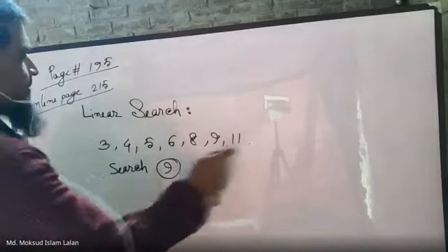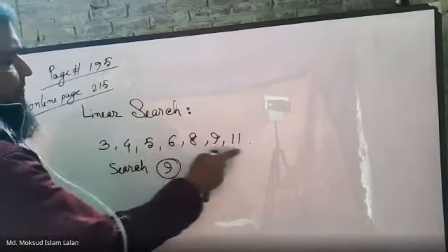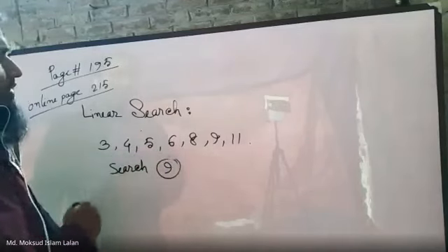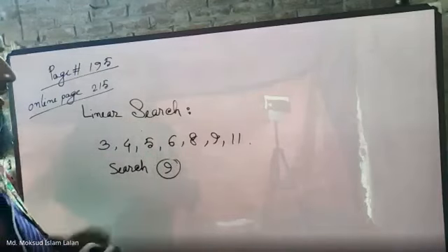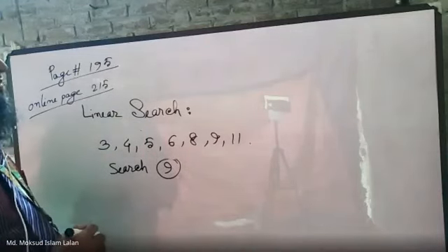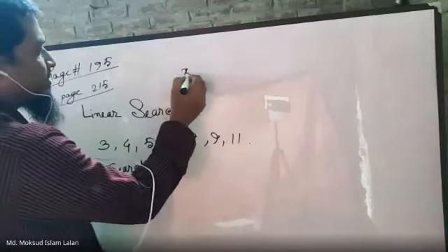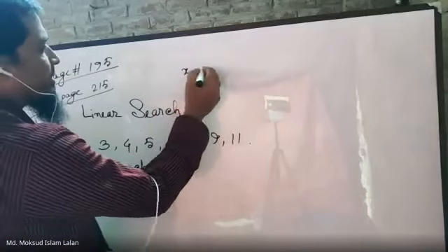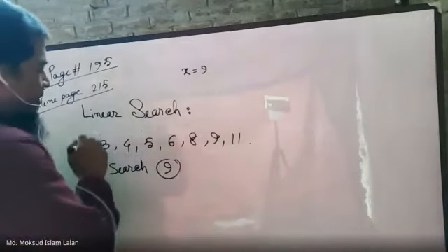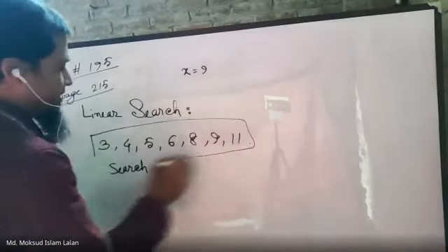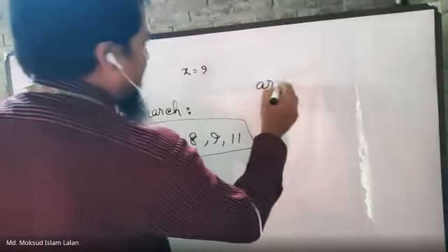Suppose this is a list of elements, 3, 4, 5. This is a list of elements, okay? And we have to search 9. So according to the linear search, suppose our searching element is x equals 9, right? Because you defined this as a list, and a list means this is an array, right? Yes, sir, a one-dimensional array.